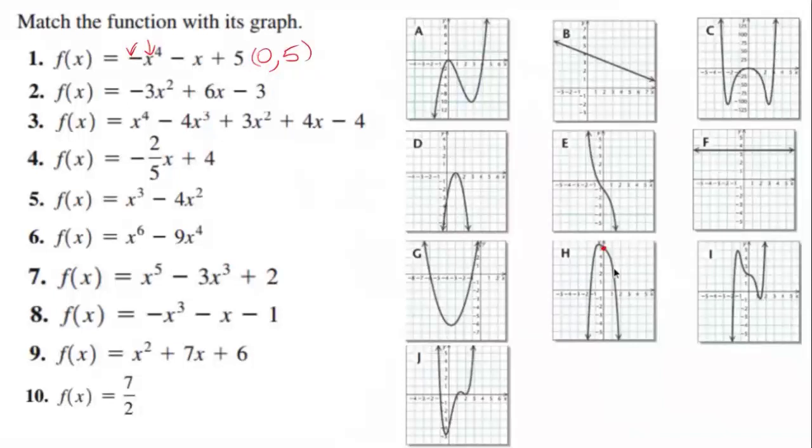Oh, no, here it is, 0, 5, right there, and both sides are headed down. That one's H. Okay, this is negative and even. Even means they're both going the same direction. Negative is they're headed down.